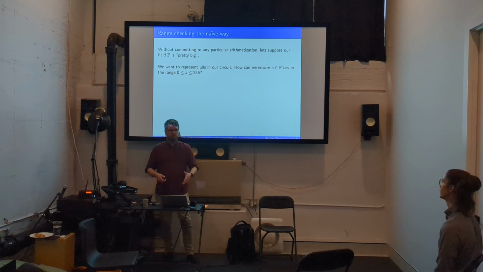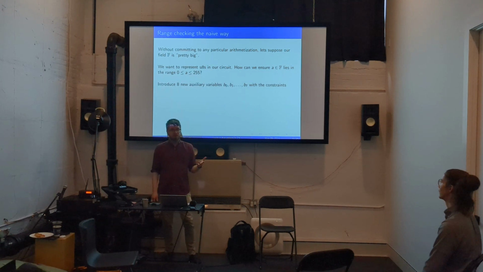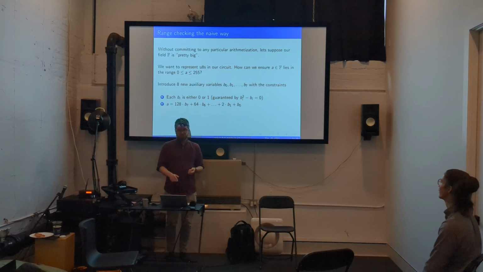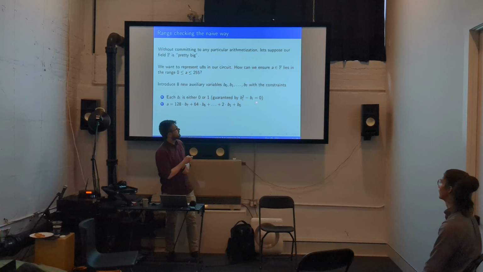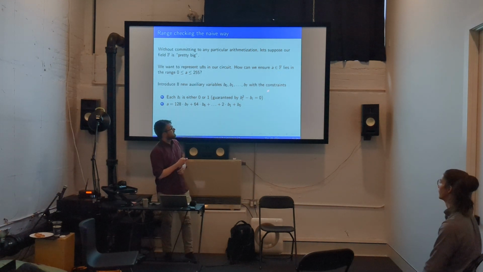So how can we write this down in terms of polynomials and zeros of polynomials? What we first do is introduce 8 new auxiliary variables, b0 to b7, and add a few new constraints. We're going to add 9 new constraints, and they're going to be of 2 forms. The first 8 of them just constrain the bi to be either 0 or 1. You can do that by setting b squared minus b equals 0. So the only solutions are b equals 0 and b equals 1. That constrains all of the bi to be either 0 or 1.